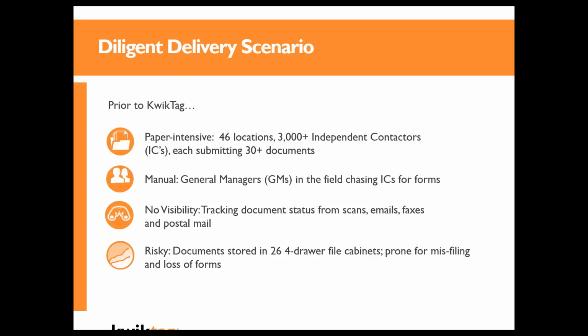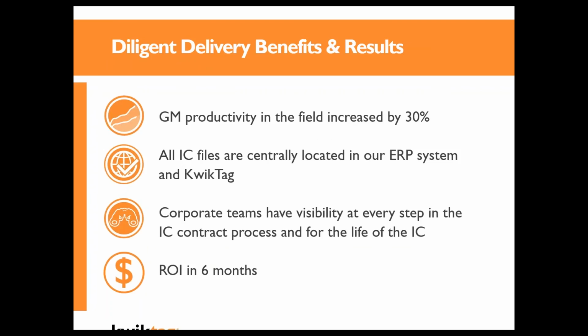So with this solution in place, their GM's productivity increased by 30% because they were spending way less time chasing all this paper down. The independent contractors had everything, again, stored centrally, related to the ERP system where it needed to, and in KwikTag as well. Corporate was happy about it because, again, they had visibility to everything. They knew where the things were in the process. You can imagine as you went through the month, trying to have all the guys ready to roll and in different stages of the process, they now had visibility to that. On this solution alone, they got a payback within 6 months, return on investment within 6 months, okay?